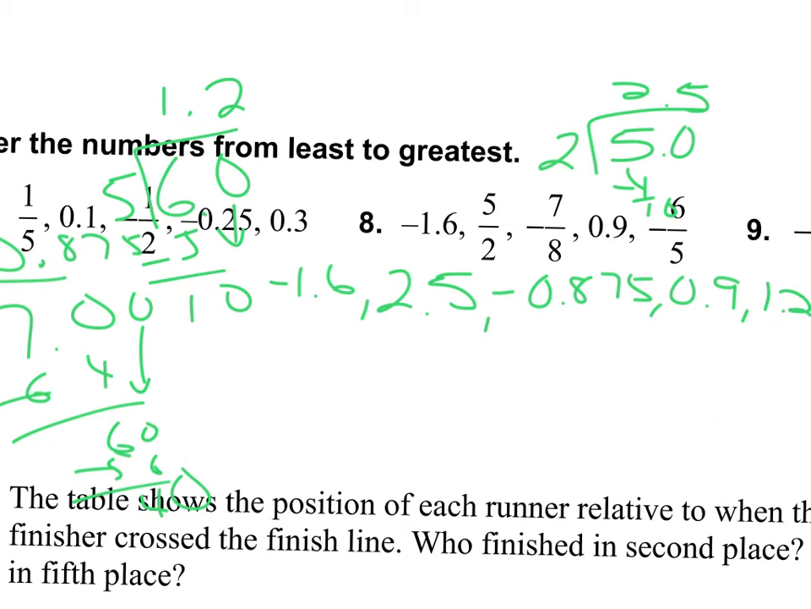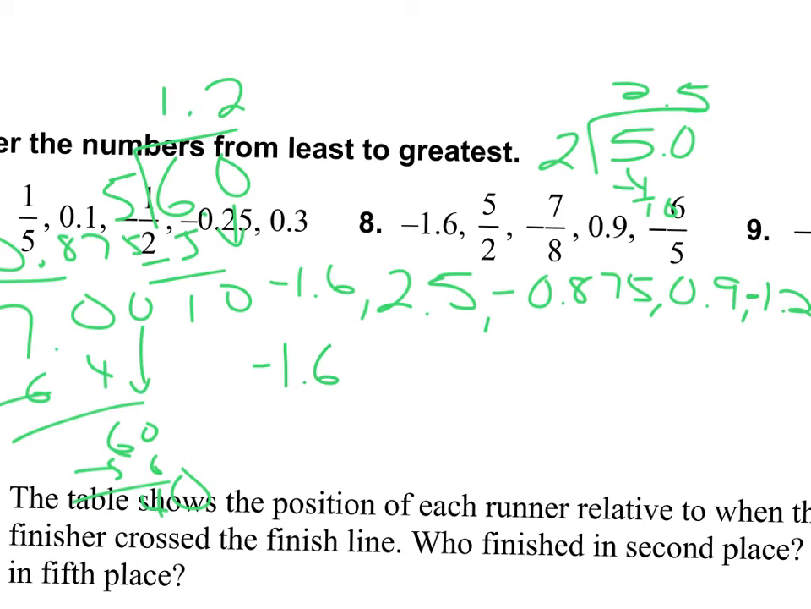Alright, now we just have to decide, so negatives go first. There are 3 negatives right now, so we have negative 1.6, negative 1.2, and negative 0.875. Negative 1.6 is the farthest away from 0, so negative 1.6 goes first. Then it's between negative 0.875 and negative 1.2.